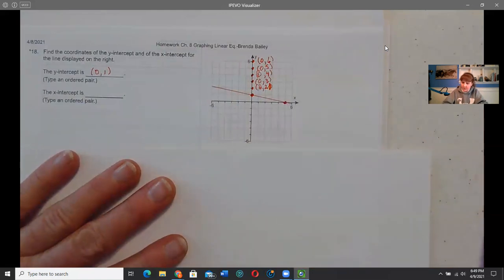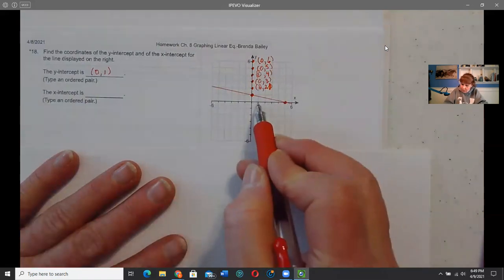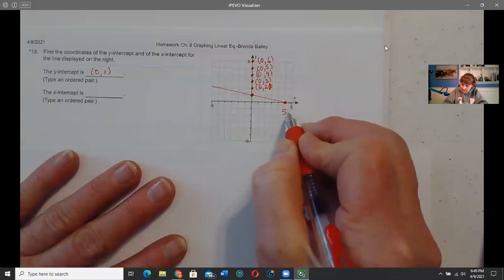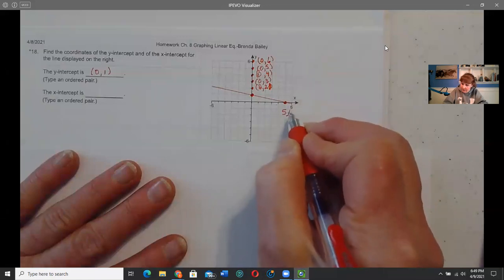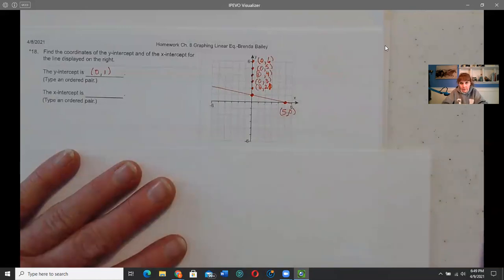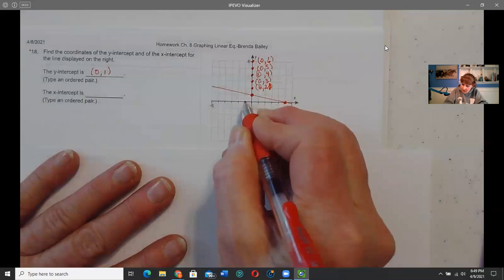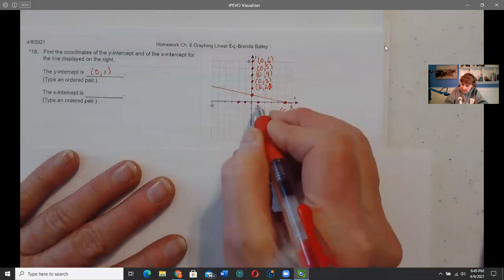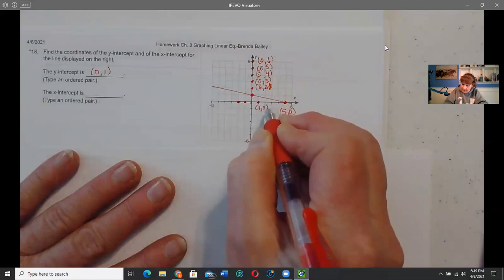This is the x-intercept. That's where it hits the x-axis. What are the coordinates of that point? Well, 1, 2, 3, 4, 5, and you're not going up or down, so the y value is 0. In fact, any point on the x-axis, here you go to the right 1 and up 0.